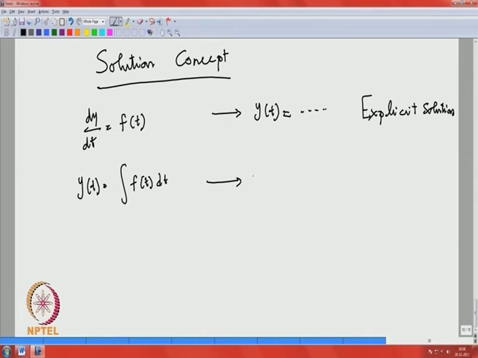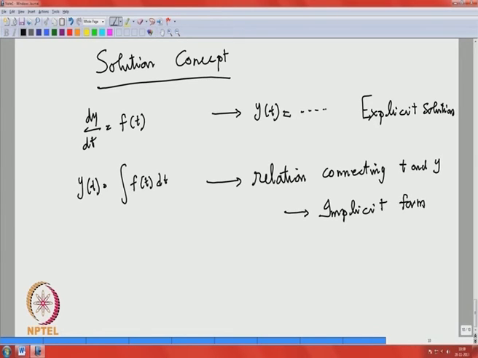What you may get is a relation connecting t and y. Even this may not be possible, which is why I said solution concepts are different. Most of the time, the methods quite often restrict to this one, not beyond that. So, connecting t and y, and you will see examples as we go along, you will see equations where you get relations connecting them, and this is what is called the implicit form.